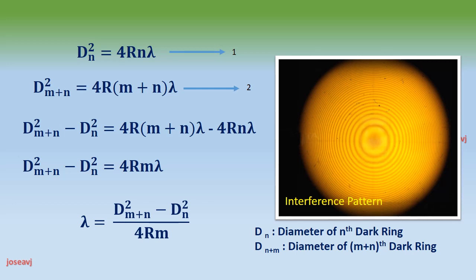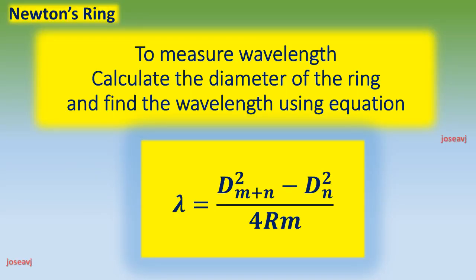Therefore, the determination of wavelength has now reduced to determination of diameter. The diameter can be measured from the observed fringe pattern, and knowing the radius of curvature of the plano-convex lens, we can find the wavelength of the monochromatic light. To find the wavelength of monochromatic light using Newton's ring apparatus, we use the formula lambda equal to (Dm+n square minus Dn square) divided by 4Rm.